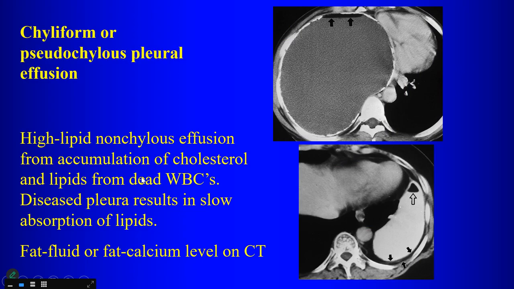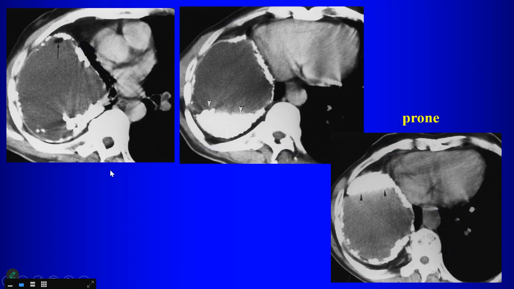Chyloform, pseudochylous pleural effusion. This is kind of interesting. So as a result of chronic empyema, the white cells die and the fat accumulates, and you can get this fat fluid level within the chronic empyema, or milk of calcium. So that is called, because it resembles chyle, a pseudochylous pleural effusion. So it's not really lymphatic fluid, although it's milky like lymphatic fluid. So that's called a pseudochylous or chyloform pleural effusion. And so the milk of calcium can layer out if we turn the patient prone here.